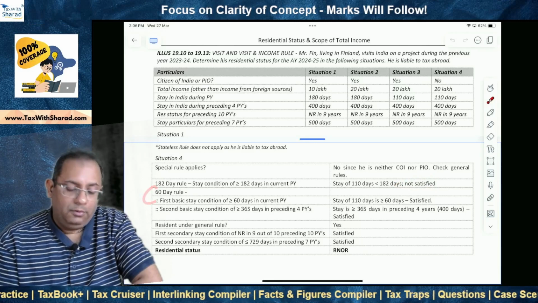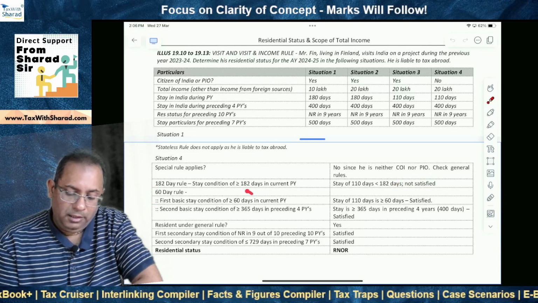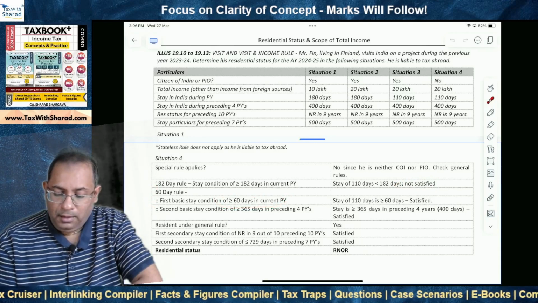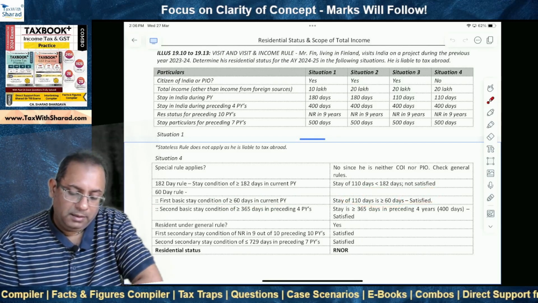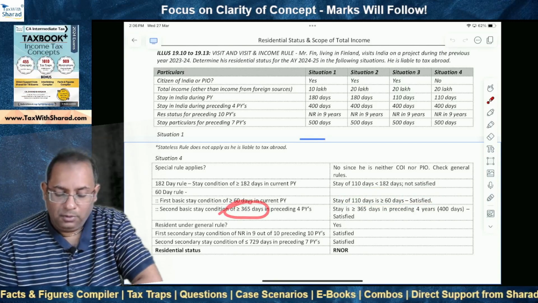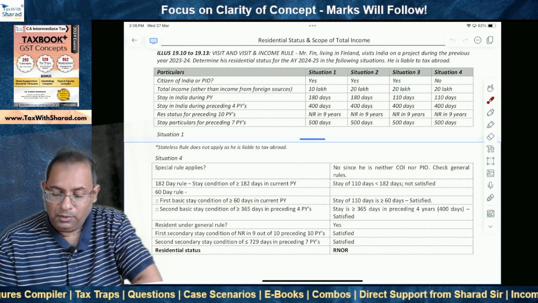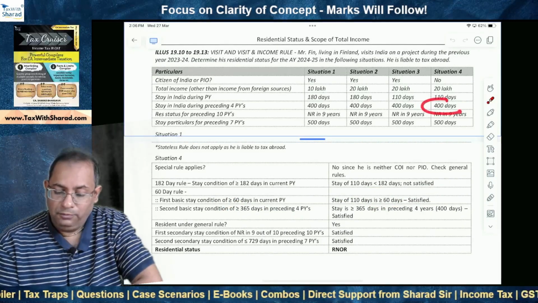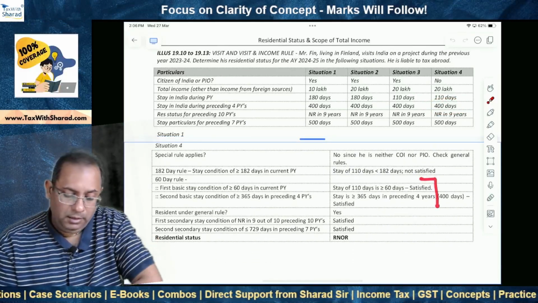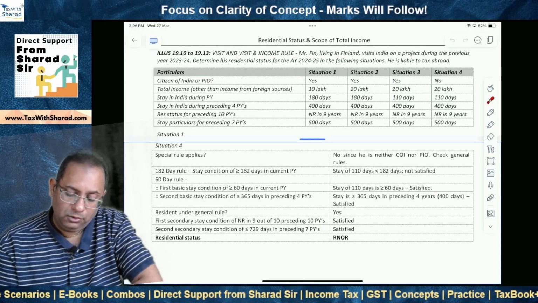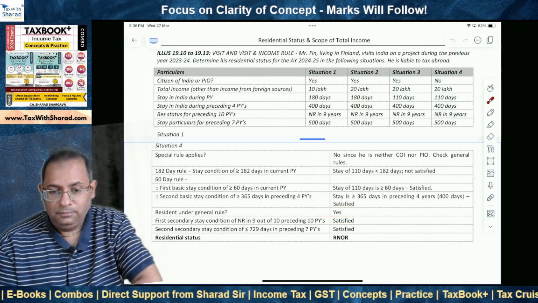Alternate rule is 60-day rule. First basic stay condition is 60 days or more in the current previous year. 110 days is 60 days or more, so this condition is satisfied. Second basic stay condition is 365 days or more in the preceding 4 previous years. Okay, this is also satisfied because it is given 400 days in the question. So both the conditions under the 60-day rule to become a resident are satisfied. So he is a resident under the general rule.